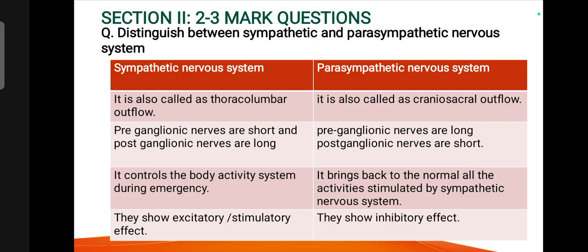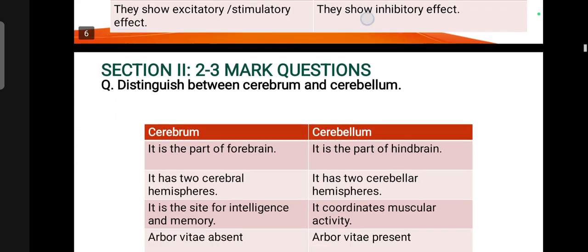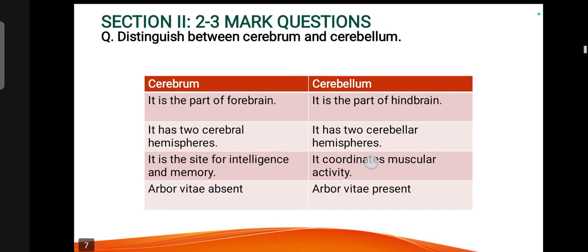The sympathetic system controls body activity during emergencies like flight and fright. The parasympathetic brings everything back to normal, while all activity is stimulated by the sympathetic nervous system. They show excitatory effect, and they show inhibitory effect. Yes, this is very important.